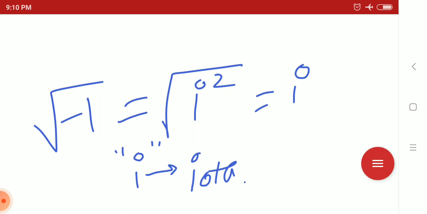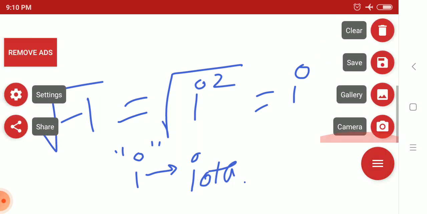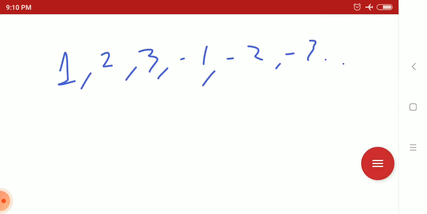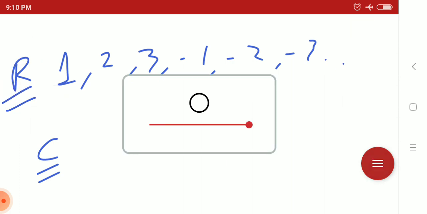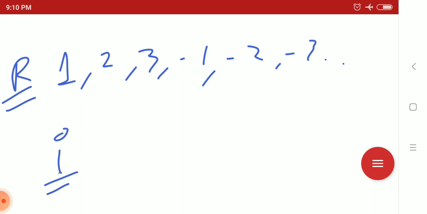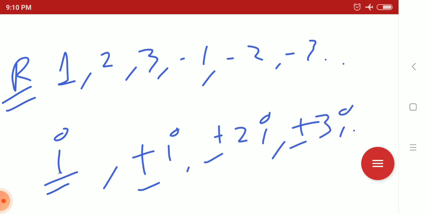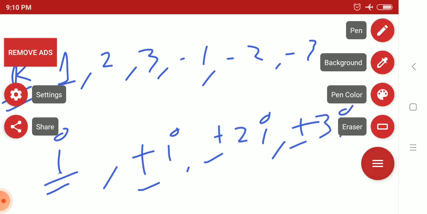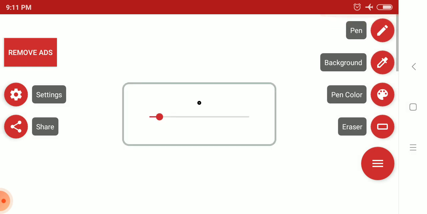So let's represent the Cartesian form of a complex number. Firstly, 1, 2, 3, -1, -2, -3, etc. are real numbers. And imaginary numbers, first, are not complex. What is an imaginary number? Suppose iota, plus or minus 2 iota, plus or minus 3 iota, etc. These are imaginary numbers. But now, what is a complex number?